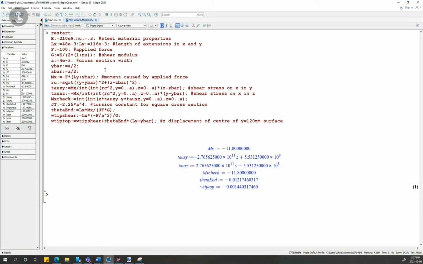Then we have the moment, which I took as the negative of the applied force times the distance from the end of the y extension where the force is applied to the centroid. And I took this to be negative because if you cross the force applied with the distance along the y extension, this produces a clockwise rotational moment around the x-axis, and the resulting vector points in the negative x direction.